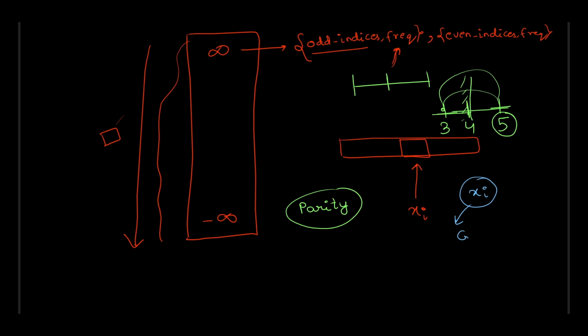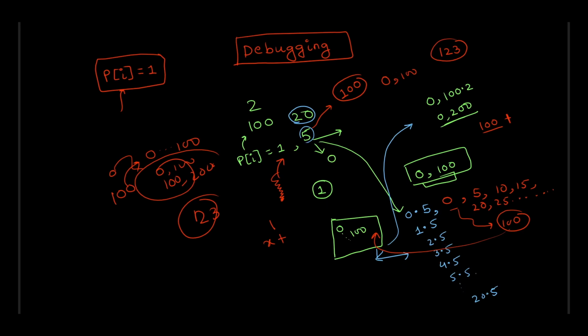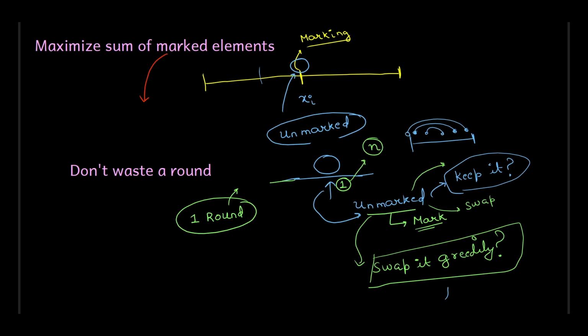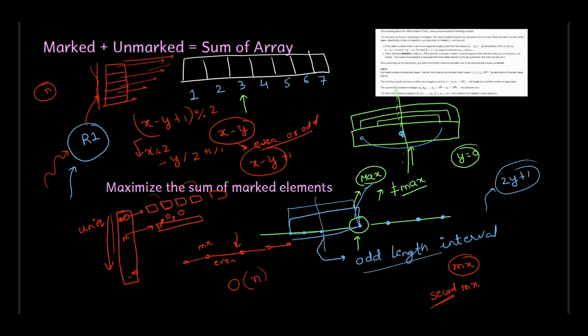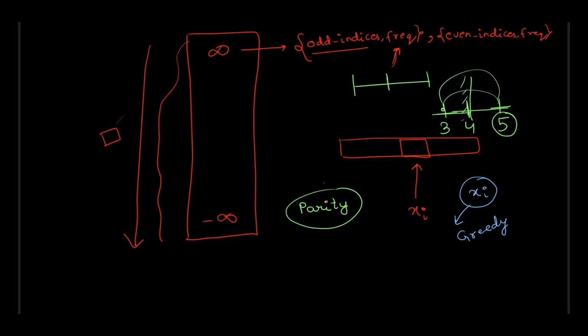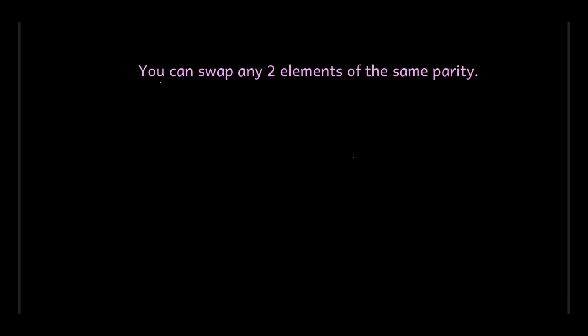And why will greedy be correct? Previously, I talked about my doubts about whether greedy will be correct or not, because it might end up affecting other elements and they might not be able to swap. But notice that since you are not changing the parity of the indices, other elements are literally not being touched. So why not take the best that you can at each round? So you can swap any two elements with the same parity.